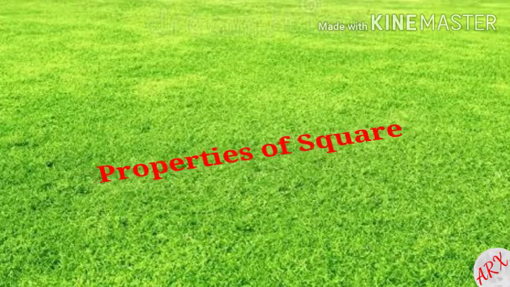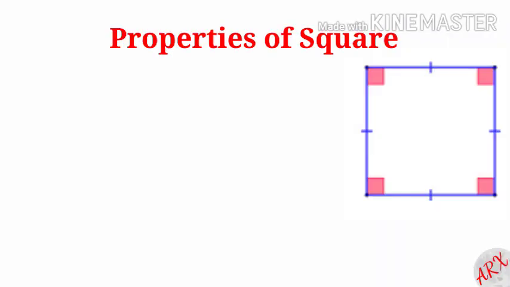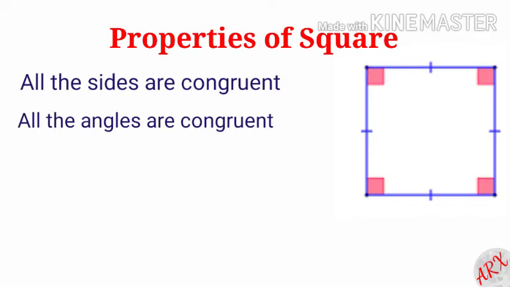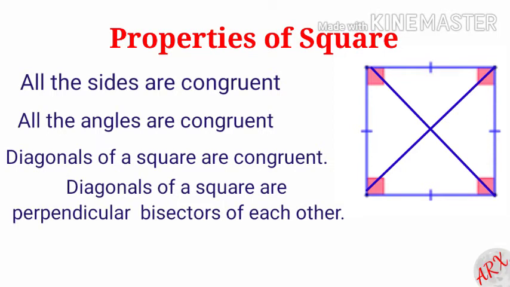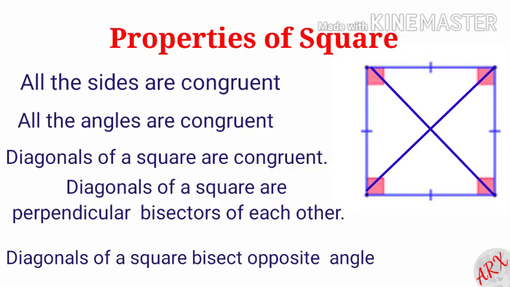Now we will move on to properties of square. As we know, all the angles and all the sides of a square are congruent. Diagonals of a square are congruent. Diagonals of a square are perpendicular bisectors of each other. Diagonals of a square bisect opposite angles.